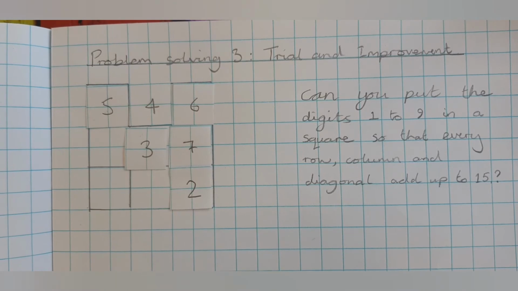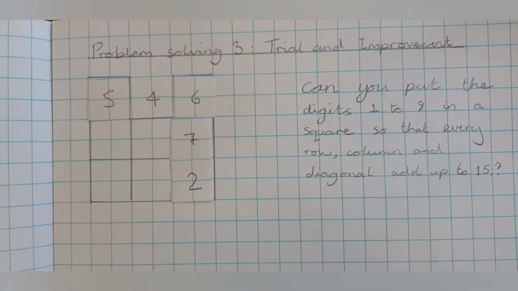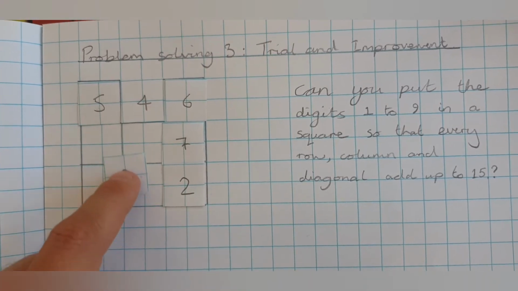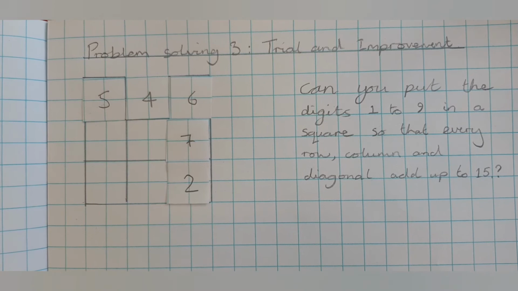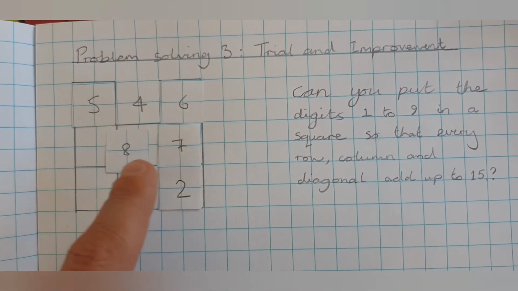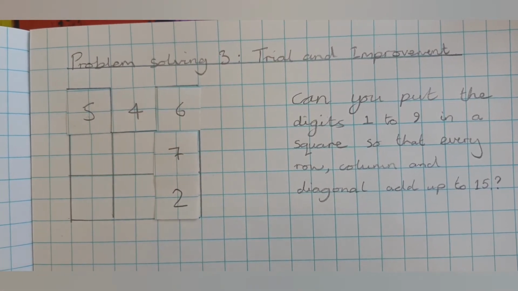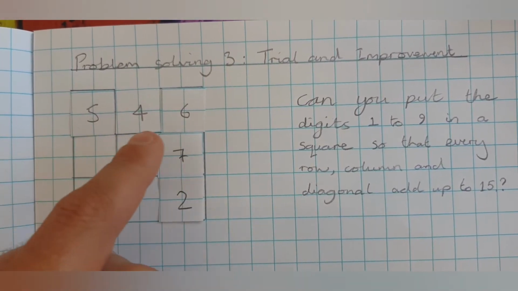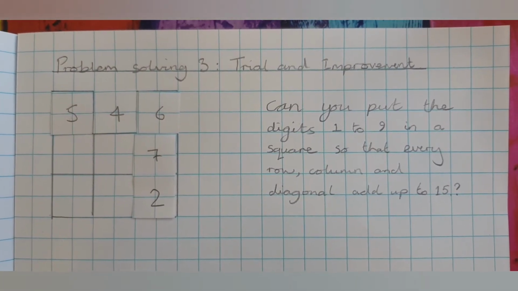Okay, so let's see if I can improve that. I'm going to take that 3 away now. What if I put a 9 there? 9 and 7. Oh no, that's already too much, isn't it? Okay. How about if I put an 8? So 8 and 7, oh, that's 15. So I'm a bit stuck here. It looks like I'm going to have to rearrange some of the numbers that I've already used. Some of these digits, I'll have to move them around.